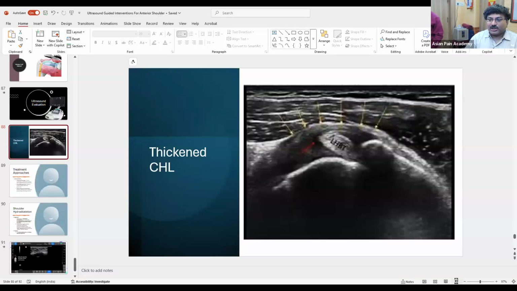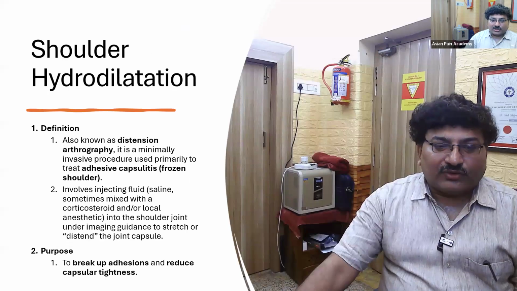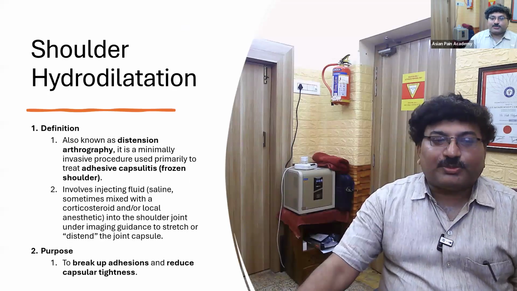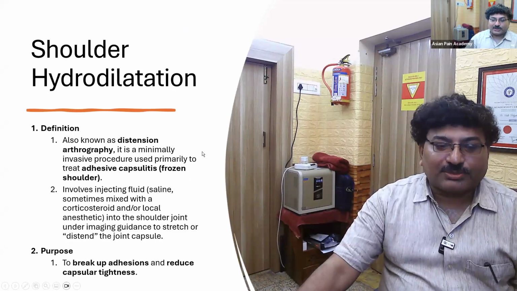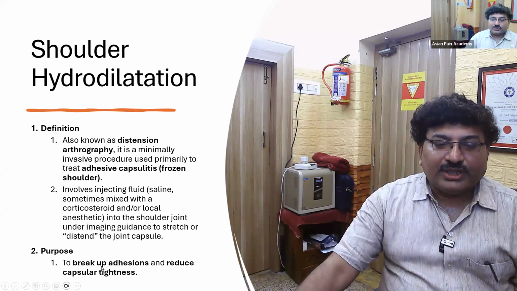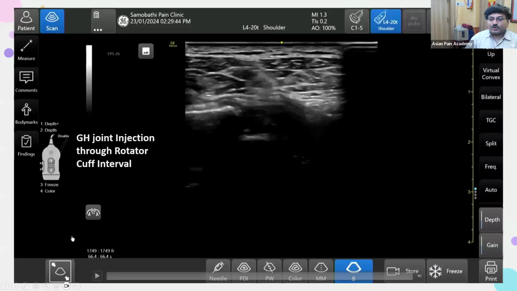In this picture, you can see an abnormal and more hyperechoic coracohumeral ligament at this point because of adhesive capsulitis. I have already told you about the treatments. Basically, we are going to go for a distension arthrography for adhesive capsulitis or frozen shoulder, to break up the adhesions and reduce the capsular tightness.